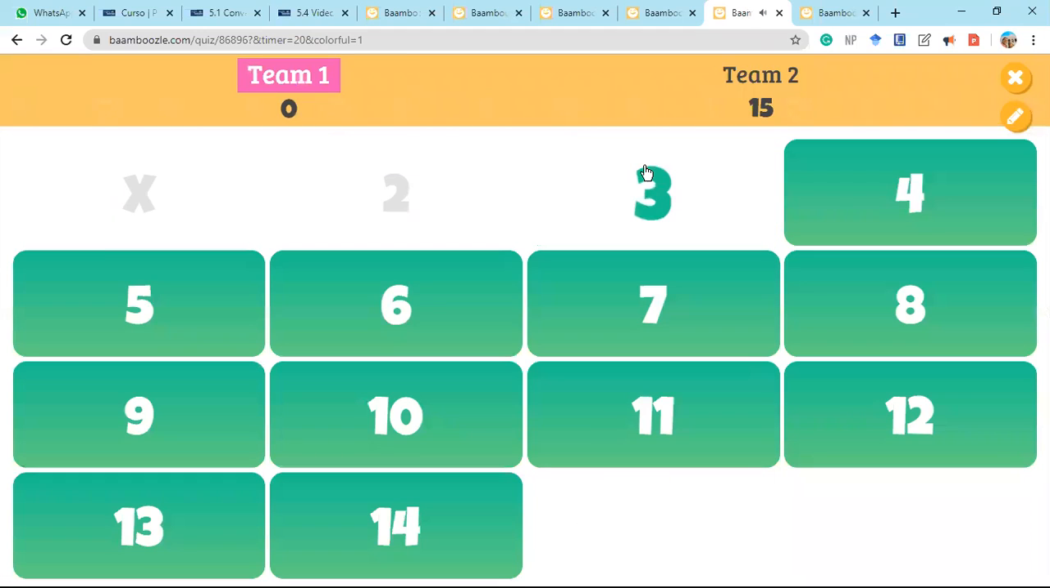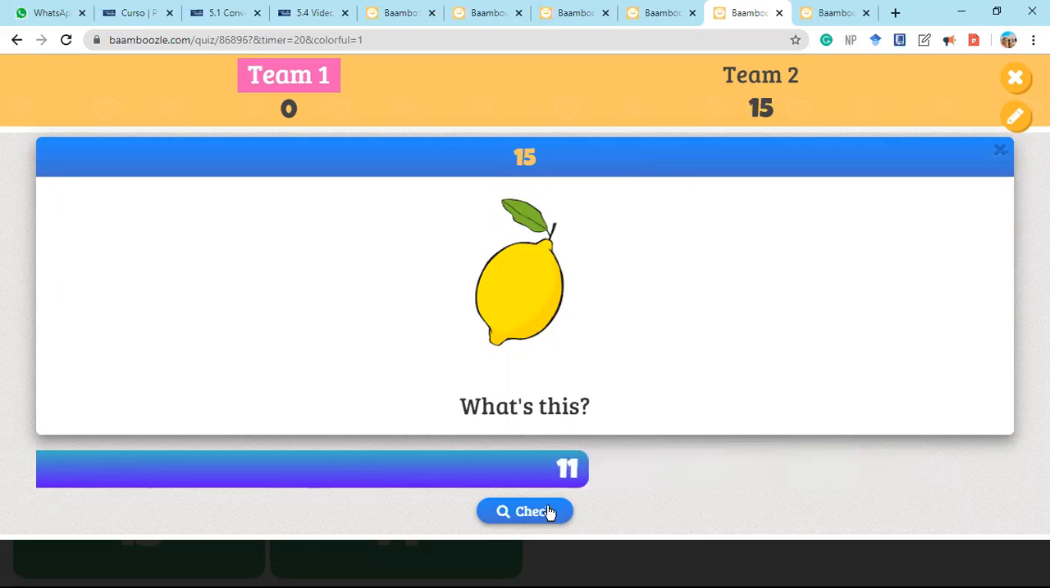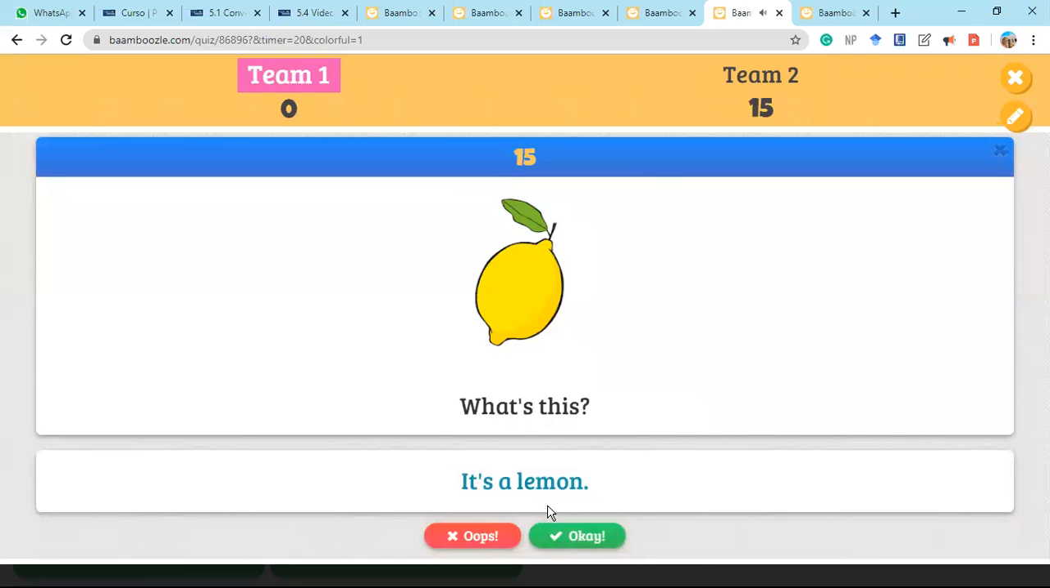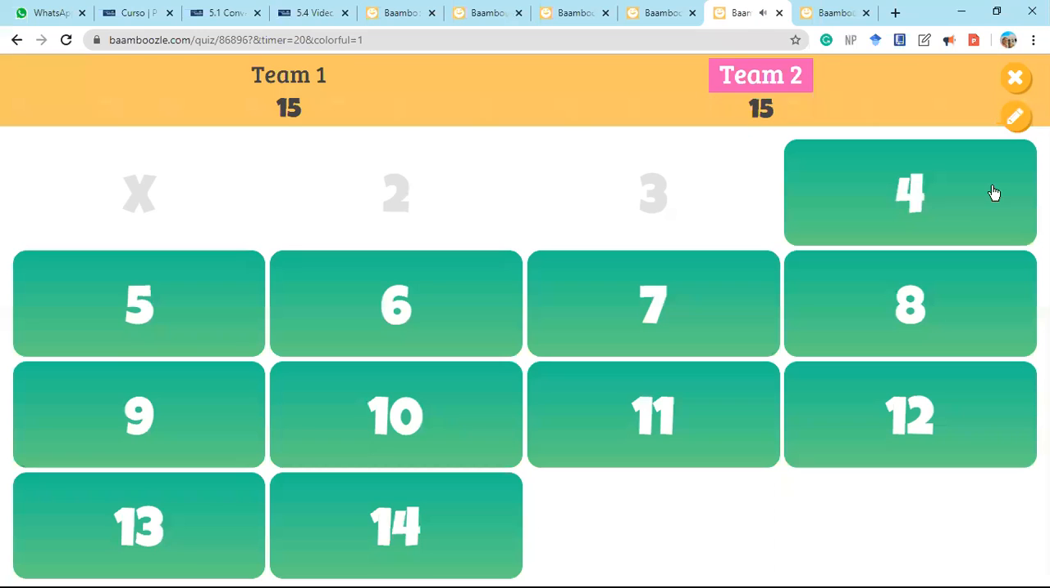Okay, boys, ready. Number three is for you. Very easy. What's this? This is a lemon. Let's check. It's a lemon. Okay, good. Points for you, boys.